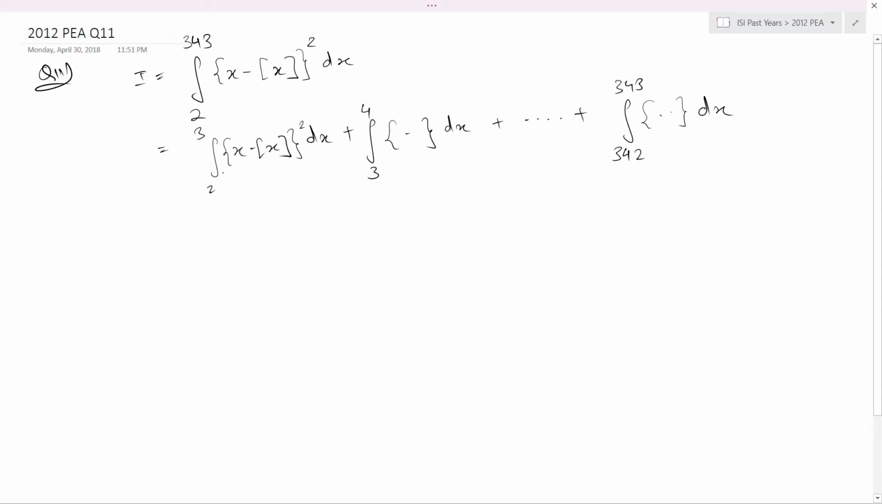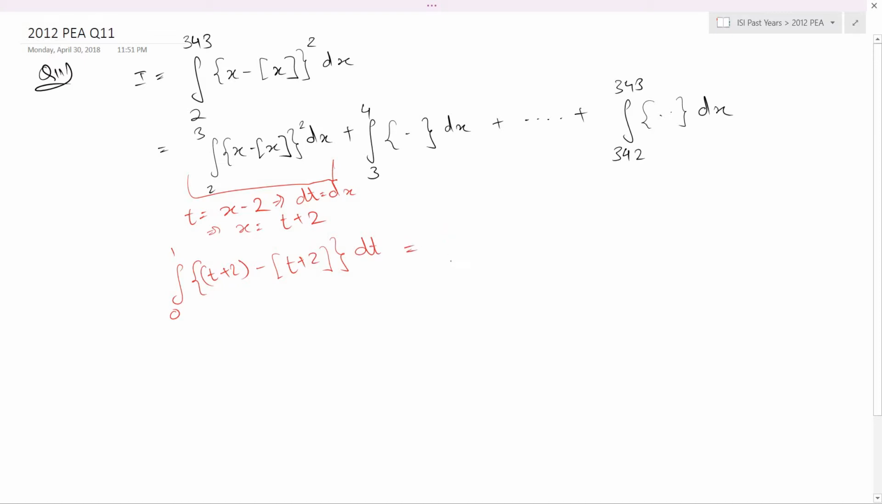Now for this particular integral, let us make a substitution that t is equal to x minus 2. This implies x is equal to t plus 2. So you have the integral from 0 to 1, x becomes t plus 2, minus greatest integer function of t plus 2. And because t is equal to x minus 2, dt is equal to dx, so dt.